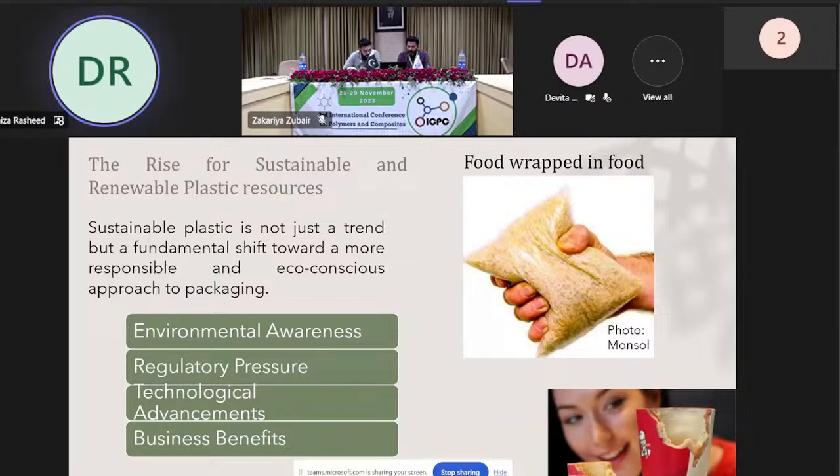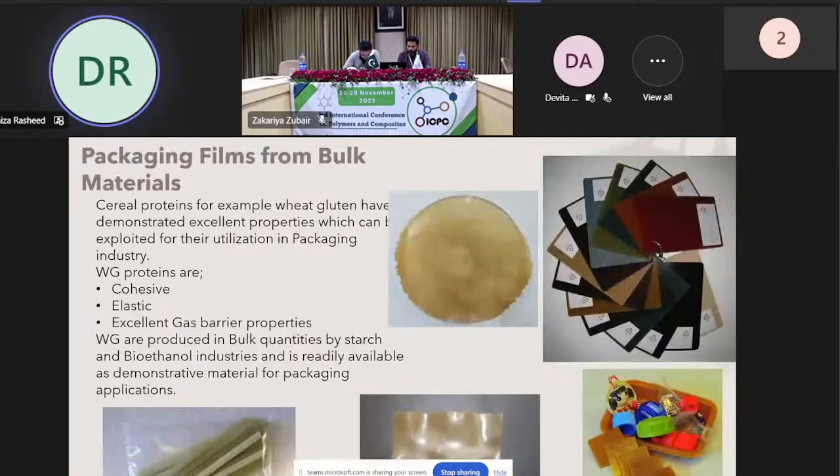These are some packaging materials or plastic materials which we have produced in our lab. This round film is made from wheat proteins. Then we have different sheets with different colors which have also been produced with wheat proteins, and the dyes that have been used inside these films are also from renewable resources. Then we have this tray with different commodities inside. This tray is also made from wheat proteins.